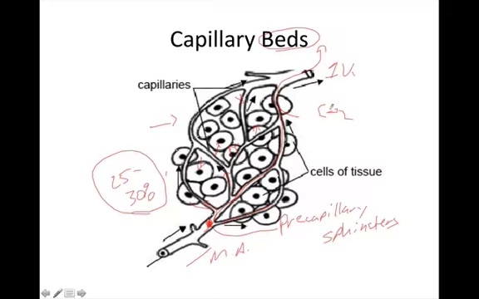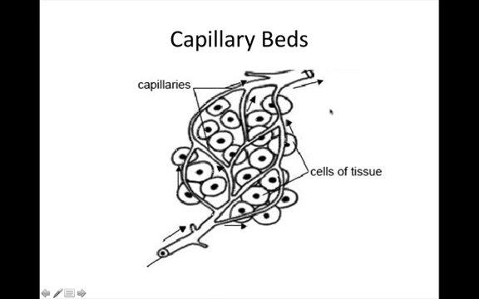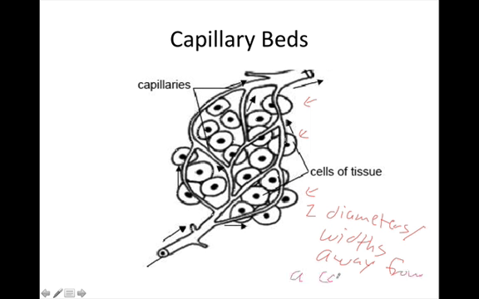Now, another thing that I want to focus on here, I'm going to erase all that, is notice the cells. Notice how all these cells are really close to capillary beds. I'm going to say this right now, and I want you to remember this: cells are no more than 2 of their own diameters, or you can say widths, away from a capillary. Okay, cells on average are no more than 2 of their own diameters away from a capillary.